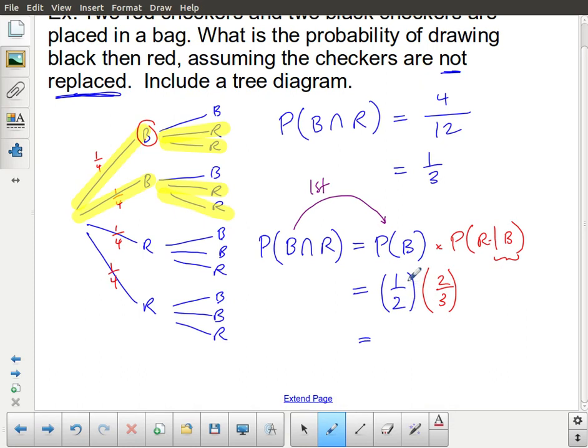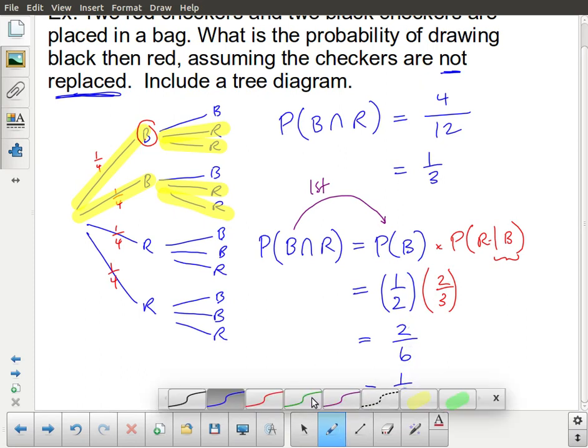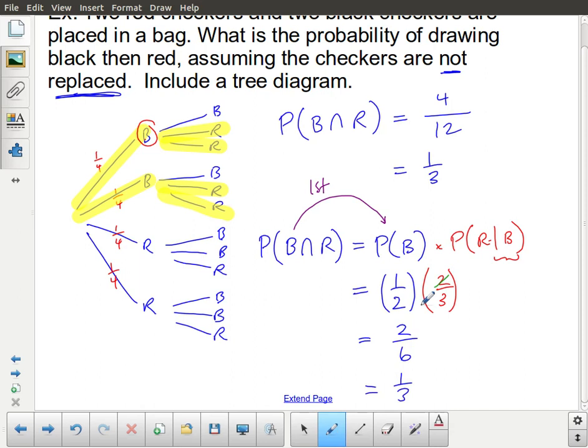And if we take a look at that, we could do this 2 ways. One way is just to say, okay, 1 times 2 is 2, and 2 times 3 is 6, and then we reduce that. Or we recognize right away that we've got a 2 in the numerator, divides out with a 2 in the denominator, and those both just become 1s. And so I end up with 1/3, or I could go straight to that answer from there.